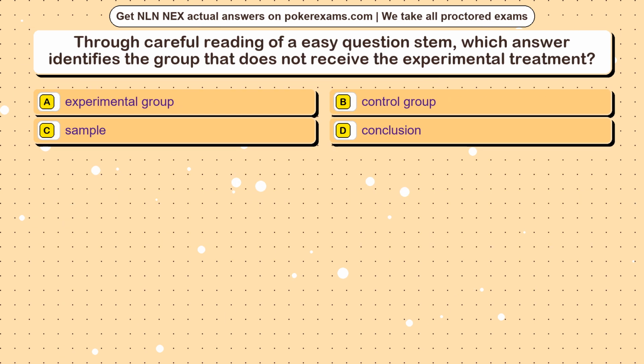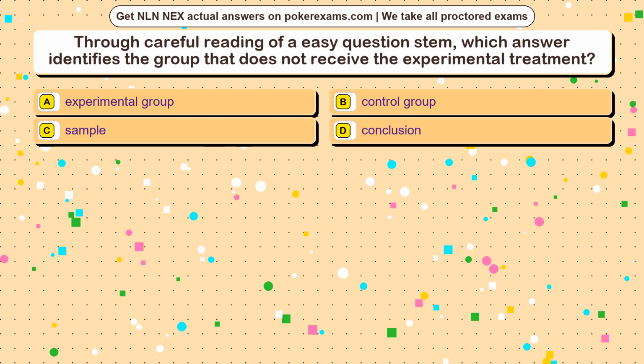Question 25. Through careful reading of an easy question stem, which answer identifies the group that does not receive the experimental treatment? Option A, experimental group. Option B, control group. Option C, sample. Option D, conclusion.